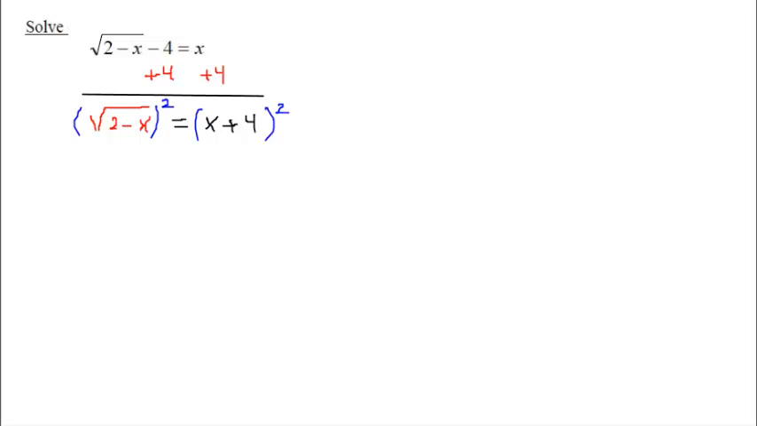All right, on the left-hand side, square root of 2 minus x squared would be equal to simply 2 minus x. So in this case, we get 2 minus x on the left-hand side. Sunit, what do we get on the right-hand side? We'll get x squared plus 8x plus 16. Very good.